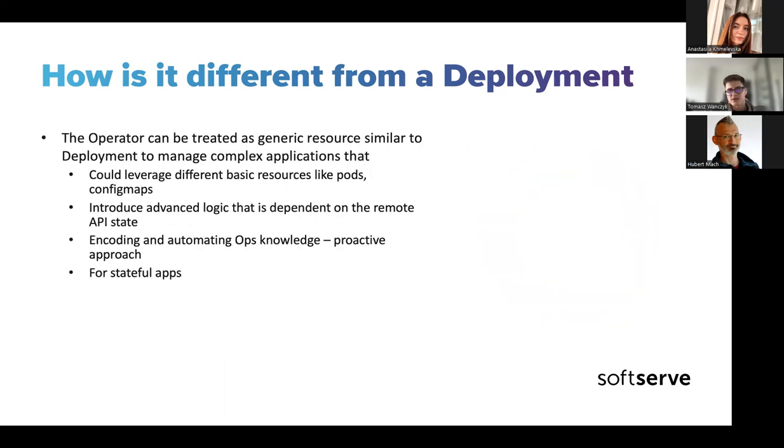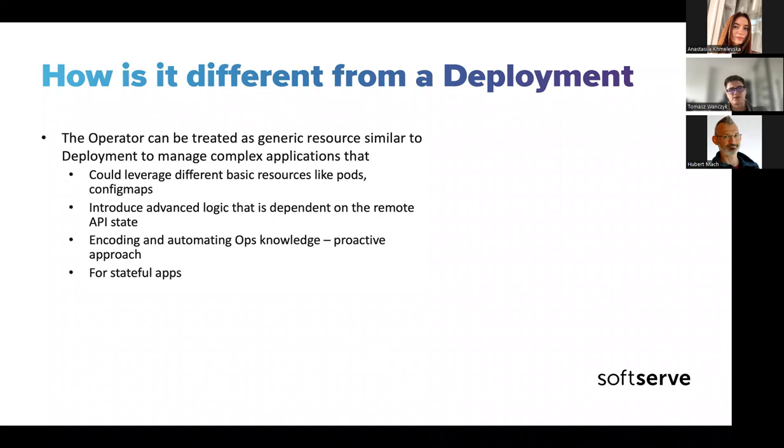So going further, how is it different from a deployment? Kubernetes operator can be treated as a generic resource similar to deployment, but it's great for managing complex applications. Or you can also think about it as a thing that helps in managing generic applications. If we are talking about generic applications, it means there must be something that helps you define the state of the generic application. This is what I will explain in the next slide.